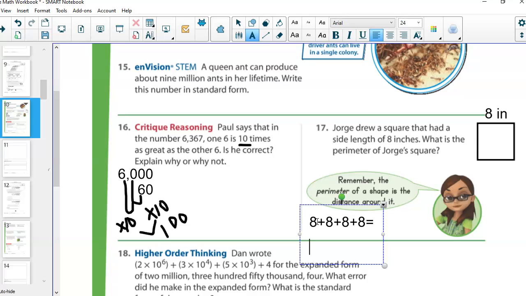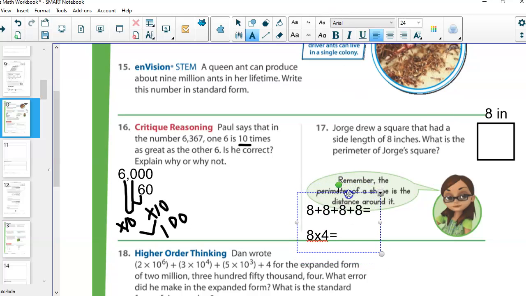Or we know repeated addition is another form of multiplication, so I could do 8 times the 4 sides, which would also give me the same answer. So on this one, you want to go ahead and solve. Make sure that your answer has a unit of inches.